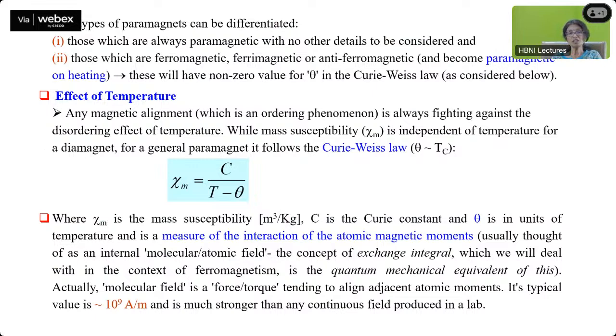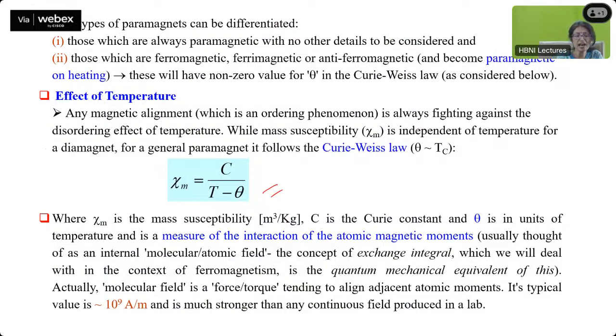When you have a Curie-Weiss law, this theta parameter comes into the picture. And this is because of that cooperative phenomena which you see in different kinds of paramagnetic material. So any magnetic alignment, which is an ordering phenomenon, is always fighting against the disordering effect of temperature. So while mass susceptibility is independent of temperature for a diamagnet, for a general paramagnet, it will follow the Curie-Weiss law as is shown over here.